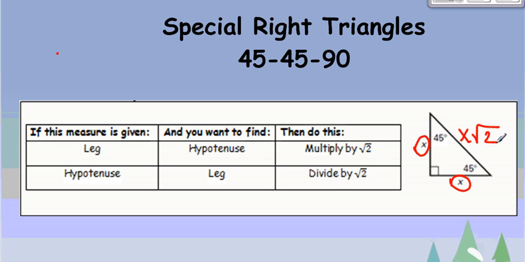So if we're given one of the legs and we're trying to find the hypotenuse, we're going to multiply that number by the square root of 2. If we're given the hypotenuse, we're going to divide that number by the square root of 2 because we're looking for the leg. Now, if you're given a leg and you're looking for the other leg, it's just going to be the same number.